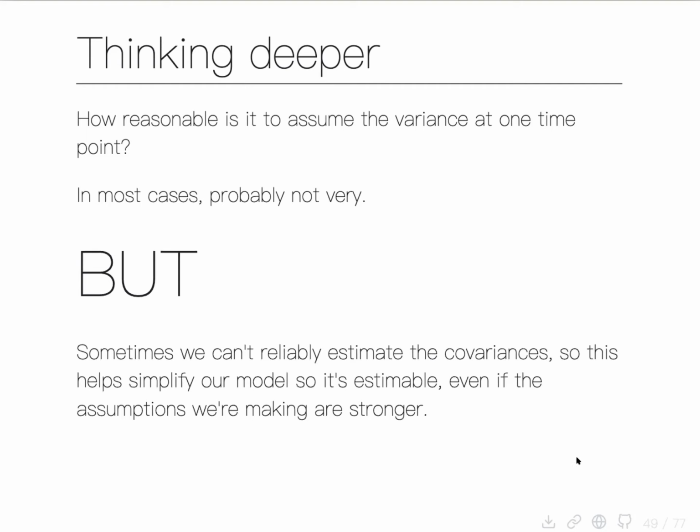So that's what this is saying, right? Sometimes we can't reliably estimate all of those covariances, so we simplify our model by making stronger assumptions about the data, but it allows us to actually estimate the thing that we're interested in.